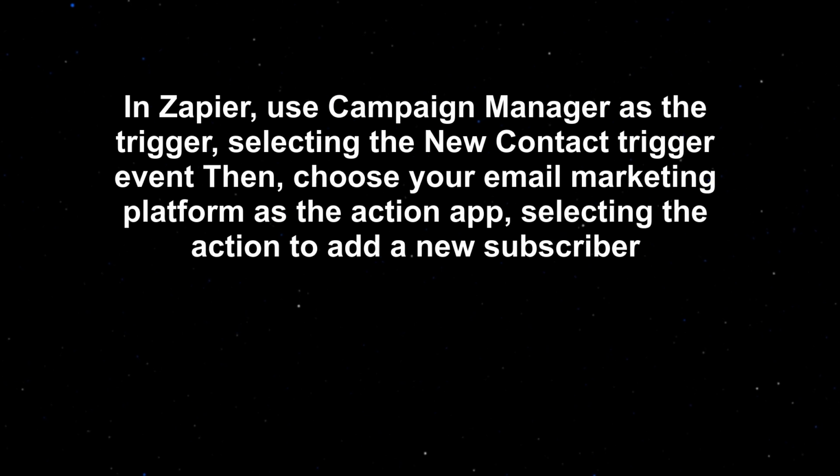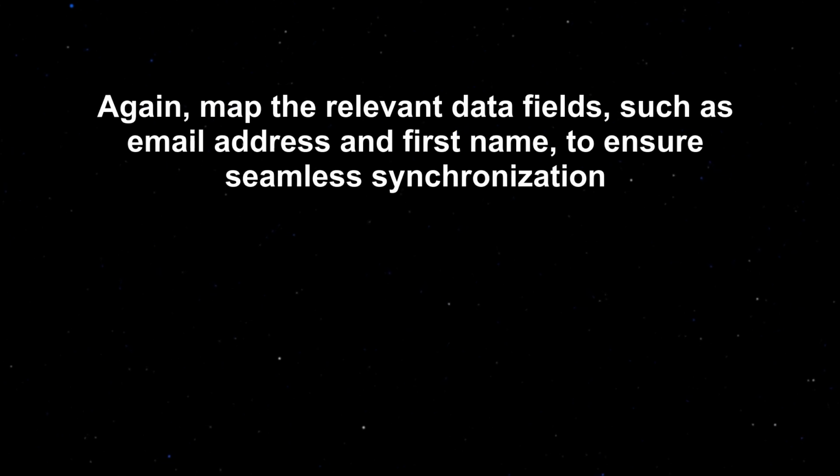In Zapier, use Campaign Manager as the trigger, selecting the new contact trigger event. Then, choose your email marketing platform as the action app, selecting the action to add a new subscriber. Again, map the relevant data fields, such as email address and first name, to ensure seamless synchronization.